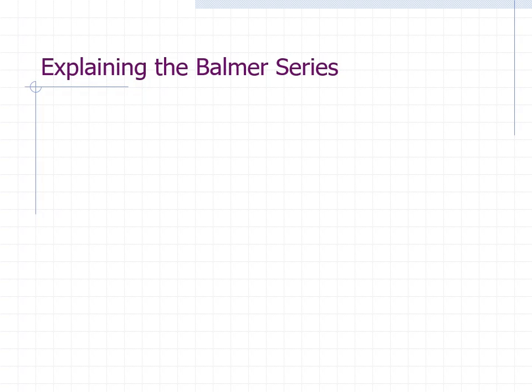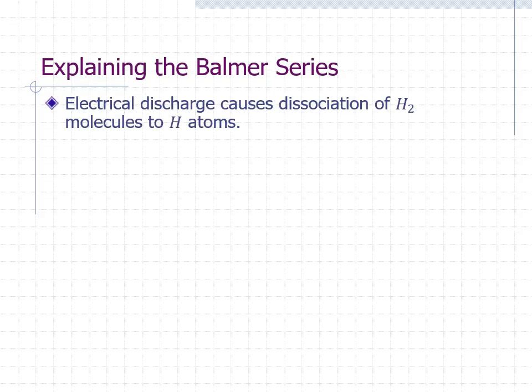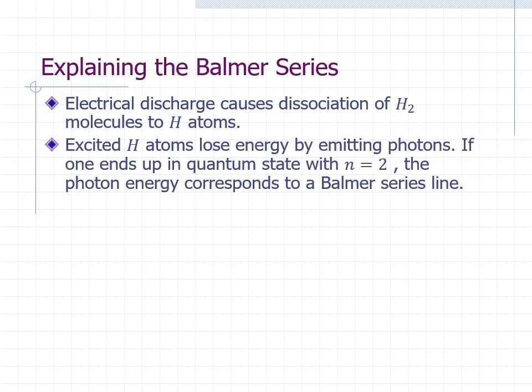Let's take a closer look at the quantum explanation for the Balmer series. The Balmer series of lines can be successfully explained as emission from excited hydrogen atoms. In a hydrogen lamp, the electrical discharge causes dissociation of diatomic hydrogen molecules to neutral hydrogen atoms. Any excited H atom formed can lose energy by emitting a photon. If one ends up in a quantum state with quantum number n equal to 2, then the photon energy corresponds to a spectral line in the Balmer series.